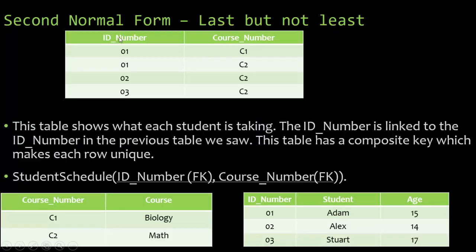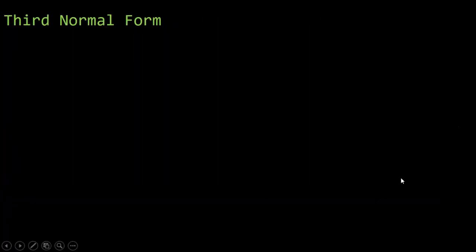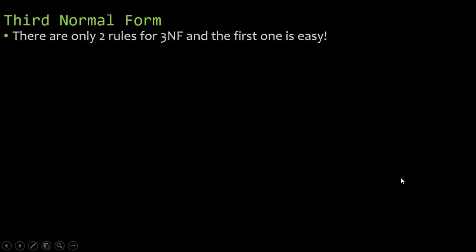ID number is a foreign key because it references the primary key ID number in the student table. All right, third normal form, getting to the end here. So getting very close to the end. And there are only two rules for third normal form. The first one's easy. The table must be in 2NF.